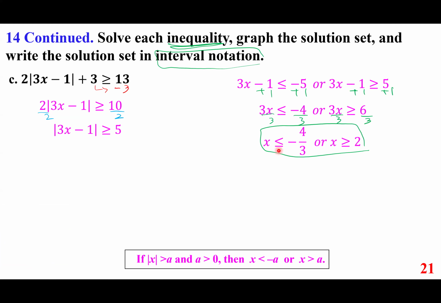Because of the equality, negative 4/3 takes a bracket, so does 2, because the endpoints are included. The interval notation is from negative infinity to negative 4/3, bracket, union, open bracket, 2 to infinity, close with the parentheses. Infinity and negative infinity are concepts. They always take parentheses, regardless.